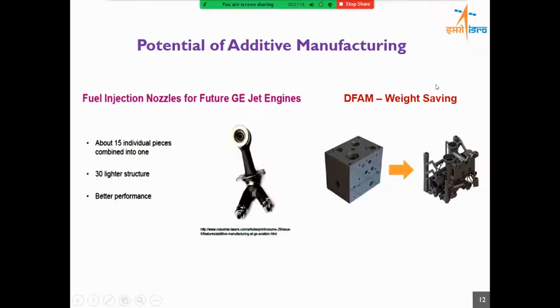And another important application or arena of additive manufacturing is to go for DFAM to achieve weight saving. So the part on this left side is a conventionally manufactured product wherein you can achieve all these flow channels by doing drilling and machining. But you see that there are many places where the material is really not required. So by doing a design for additive manufacturing, you can eliminate all those unwanted areas, the extra material, and then achieve this part. So this also can result in weight savings.